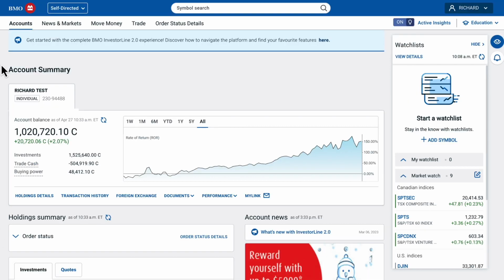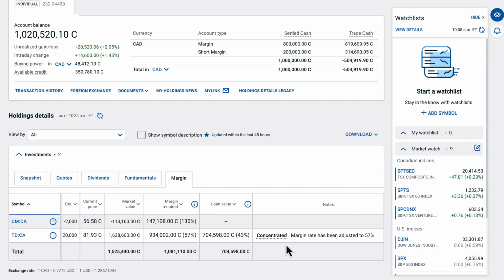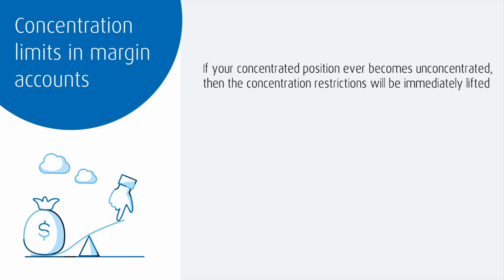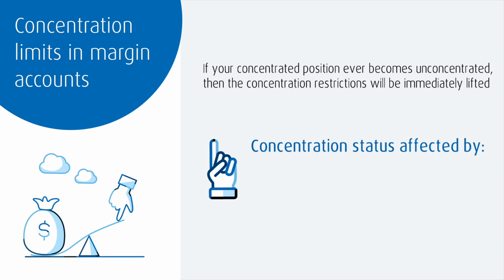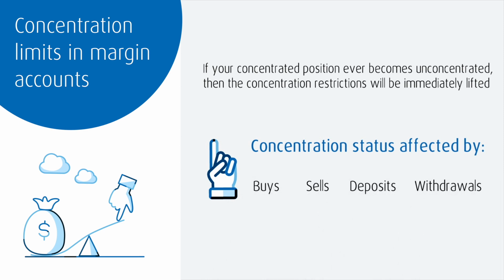You can easily find out when a position is concentrated, as well as the adjusted margin rates and loan value limits that are applied to concentrated securities by viewing the Margin tab. First, go to Holdings Details for your account, then click on the Margin tab. On the right, in the column labeled Notes, you will see if any securities are concentrated and what revised limits have been applied. If your concentrated position ever becomes unconcentrated, then the concentration restrictions, such as the loan value limit, will be immediately lifted. Remember, concentration status can be affected by other buys, sells, deposits, or withdrawals to the margin account.